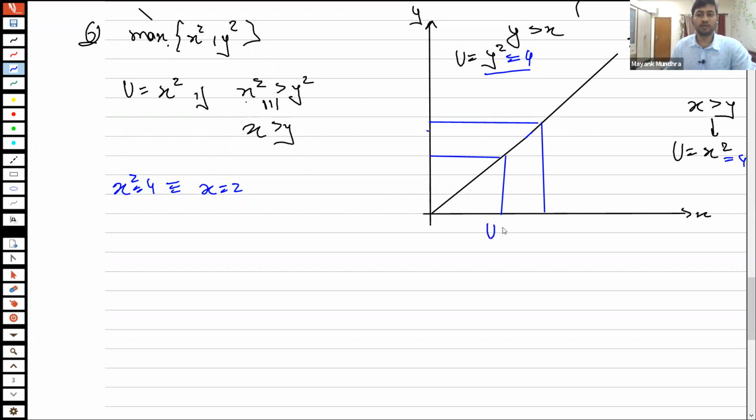Now this would be utility equals 4. This would be, let's say, utility equals 9 and so on. So utility equals 4 would be meeting at the point 2 comma 2. Utility equals 9 will be meeting at point 3 comma 3. Now, had you instead taken the utility function as max of x comma y, then what would be the utility of this indifference curve passing through 2 comma 2?